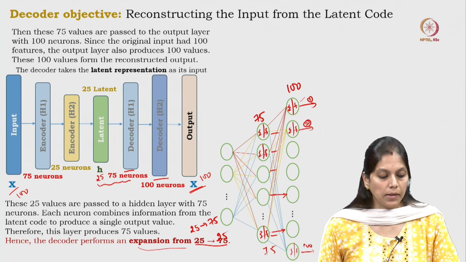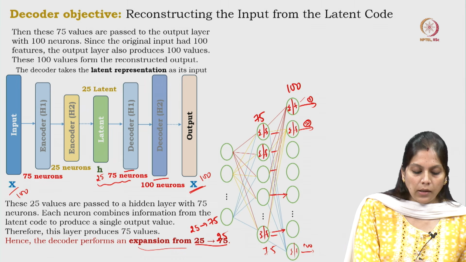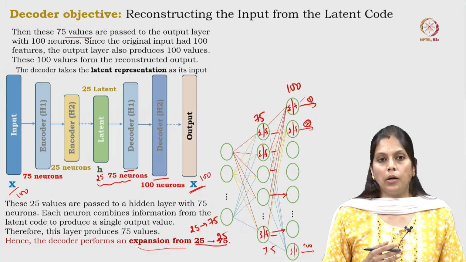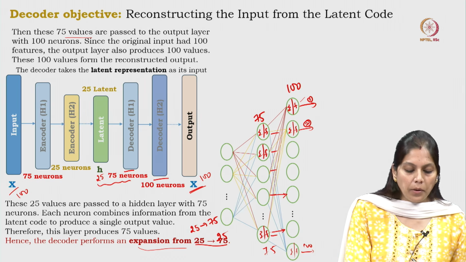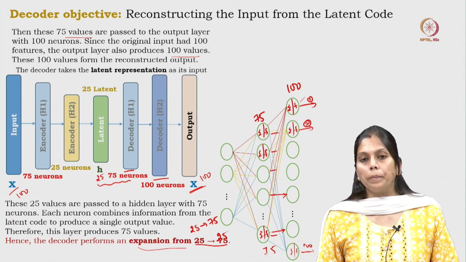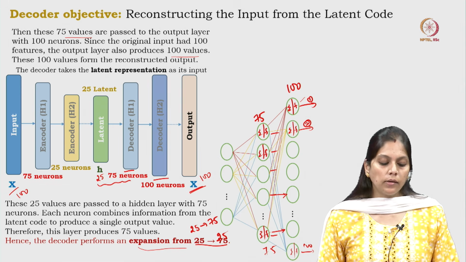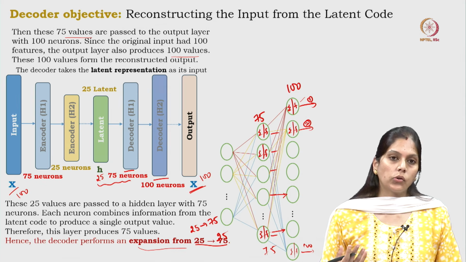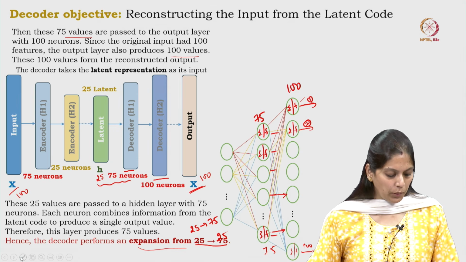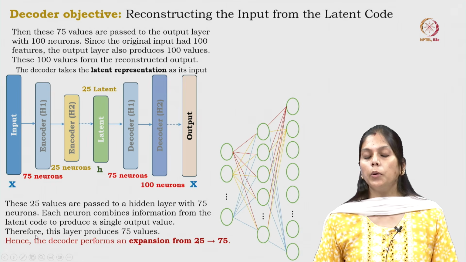So what exactly has happened? From these 75 values, when you pass them to an output layer having 100 neurons, we have now obtained the 100 values. So this, we can say, is a reconstructed output. So what exactly has happened? I hope you got an intuition behind the decoder.